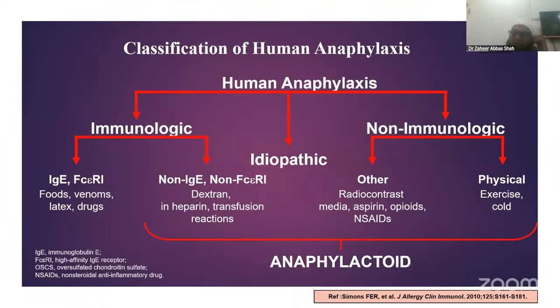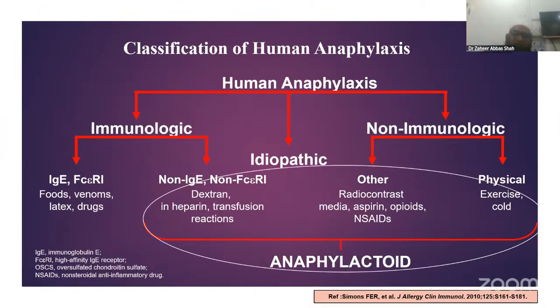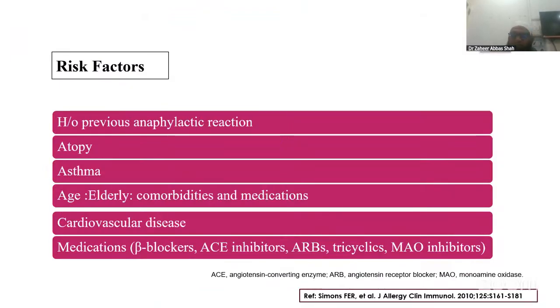In short, human anaphylaxis is categorized into immunological and non-immunological. The third one is idiopathic, whenever there is no cause. And we have the term anaphylactoid reaction, where the clinical scenario and presentation will be the same, but it will not be IgE mediated.